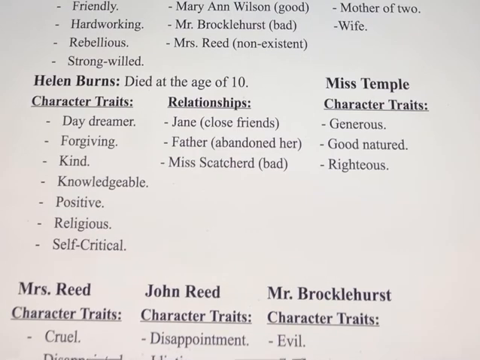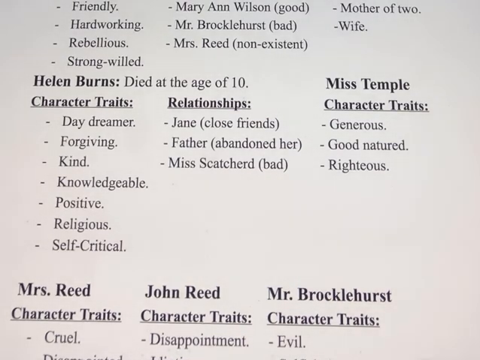Her father abandoned her, so his son existed. And Miss Scatcherd, they had a very bad relationship. Miss Temple was generous. Whenever the girls didn't have enough food, she gave them more food, and she also gave Jane the seed cakes. She was good-natured because she helped Jane get her reputation back, and she never liked to see something wrong be done, so she was always just. And she was righteous because she didn't let what Mr. Brocklehurst did to Jane slip away. She got Jane's rights back.